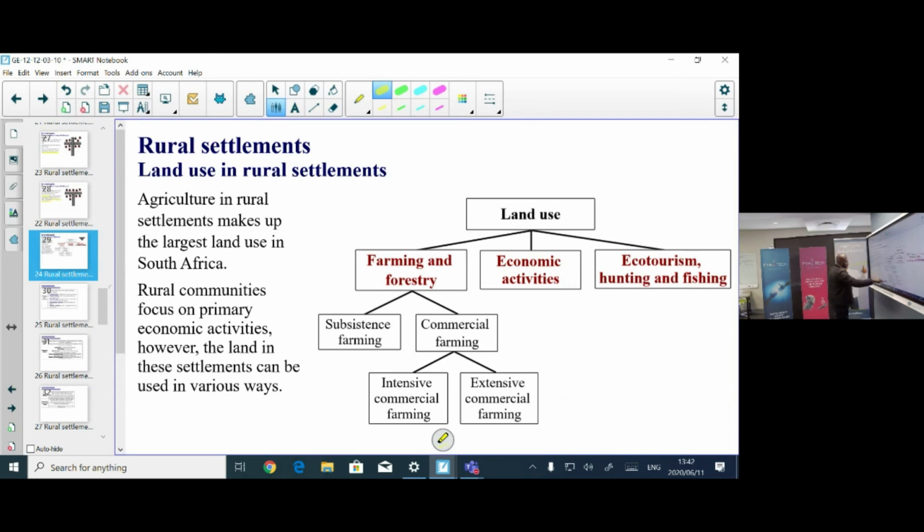So the commercial farming is now also further divided into two. We've got what we call intensive commercial farming, and we have got what we call extensive commercial farming. So you'll find that when it is extensive, you are having mechanized farming, whereas intensive farming is usually where people are not using much mechanization.